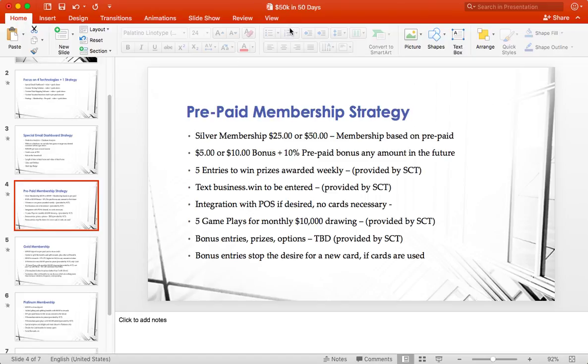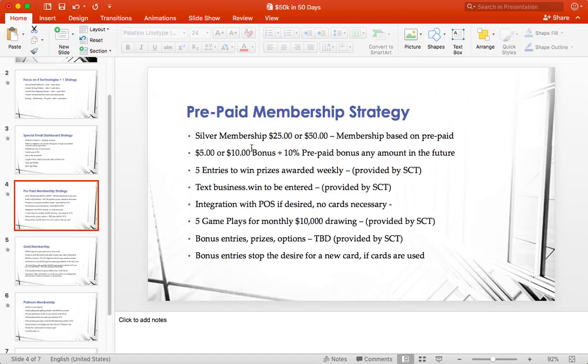So you hand them a card, they give you $50 and you hand them $60 back. That's an instant 20% return on their money. So why would anybody leave money in a bank account when they could just get 20% interest right off the bat? And I'll explain why we do this as we go.